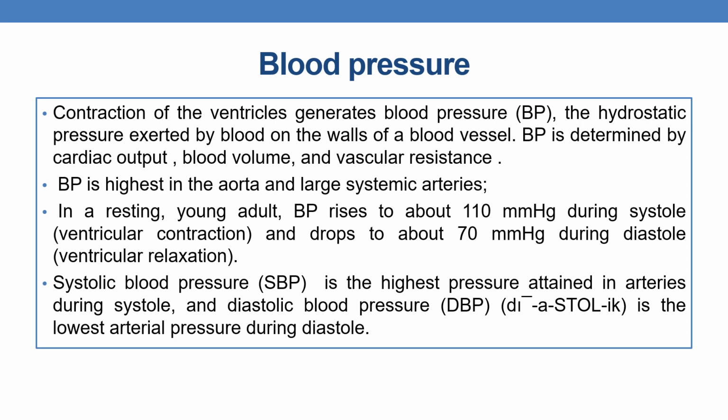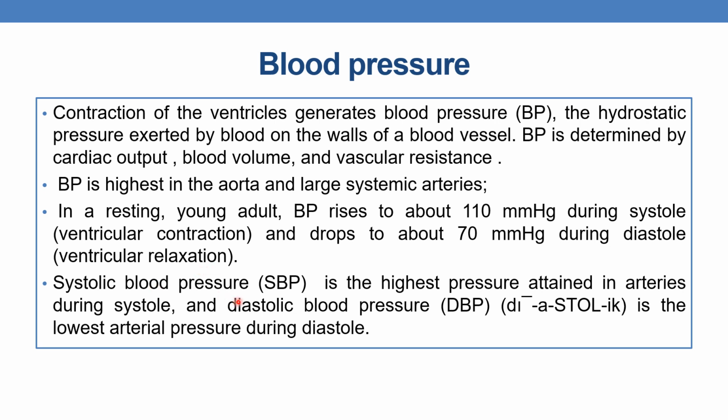Usually in a resting young adult, BP rises to about 110 mmHg during the ventricular contraction and drops to about 70 mmHg during diastole. During the systole, it may rise up to 110 mmHg, that is called systolic. And during the diastole, which is nothing but ventricular relaxation. Systole is ventricular contraction and diastole is ventricular relaxation.